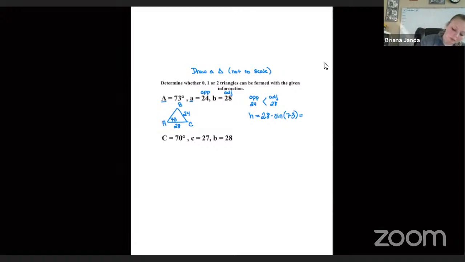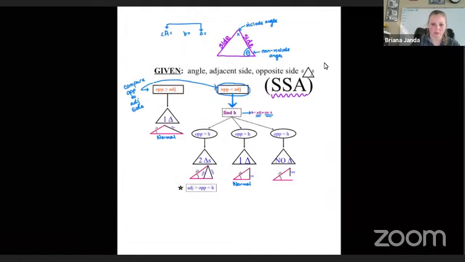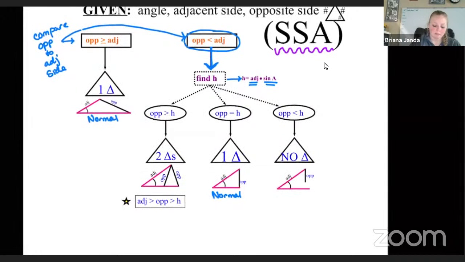And you should come up with, let's see, what is this one up? 26.8. And in that flow chart, it says, okay, now compare the opposite side to the height. Well, my opposite side is still 24, and my height is 26.8, which tells me that my opposite is less than my height. So if I go back to my flow chart, look at your three options here. My opposite greater than my height, my opposite equal to my height, my opposite less than my height is what we just came up with.